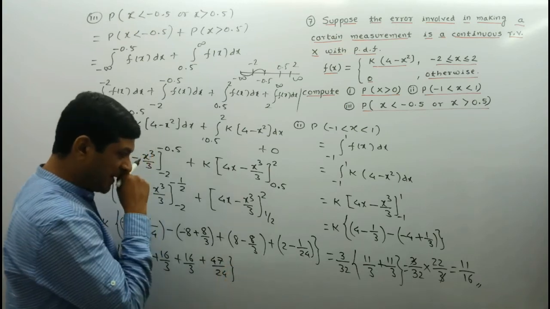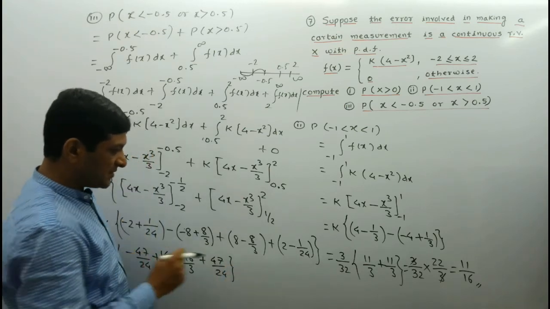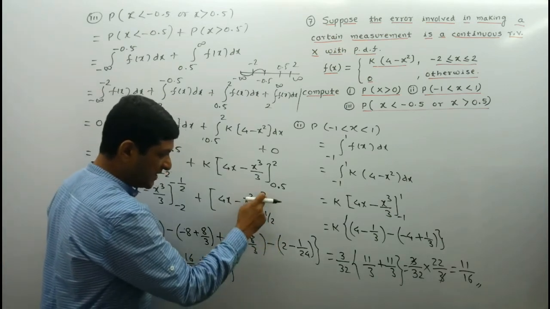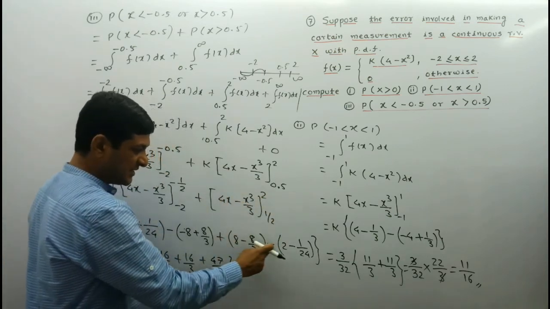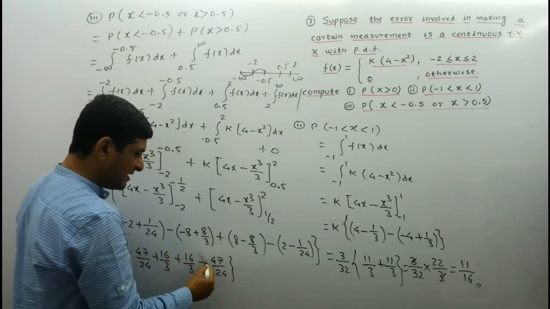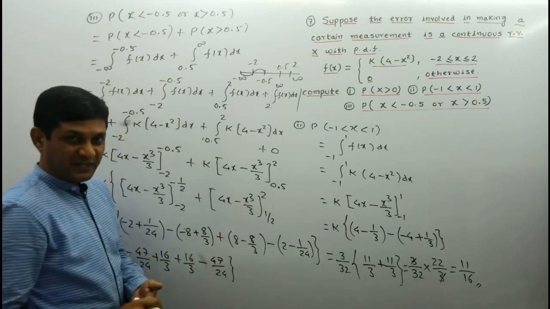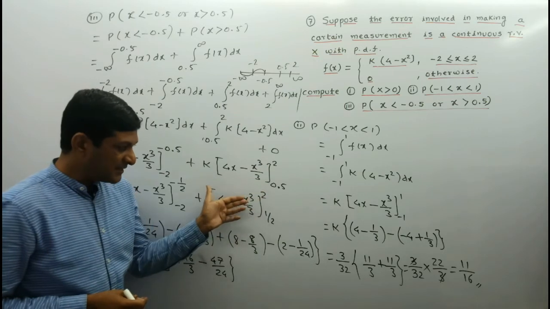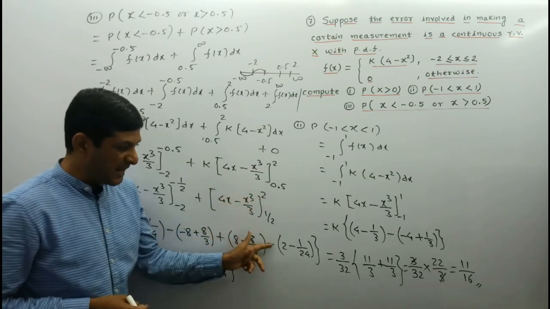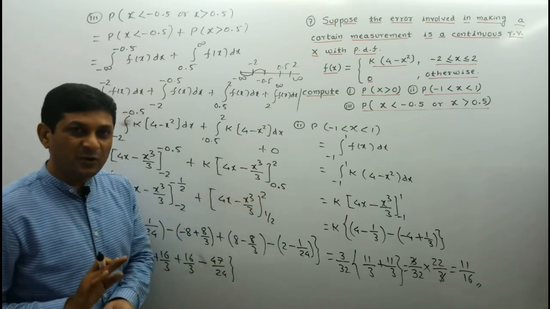Check the calculation part once again. So here minus is there because we are substituting the value of the lower limit here, that's why minus. So here also we are getting what? Minus 47 by 24. Hope you are getting it. पहले हम क्या करते हैं? Upper limit की value substitute करते हैं minus, then we are substituting lower limit.